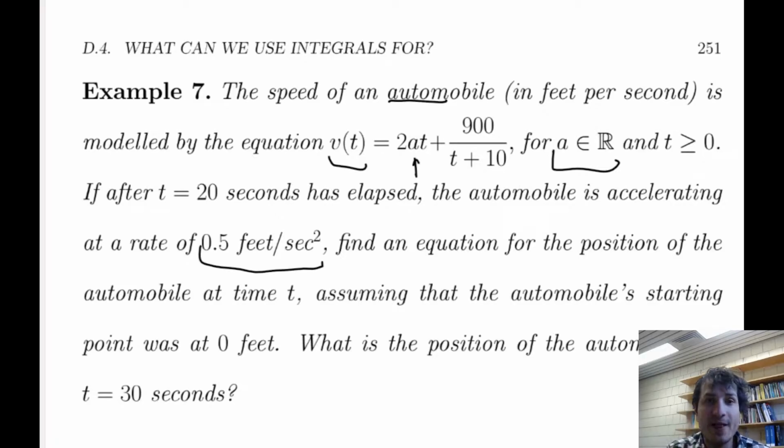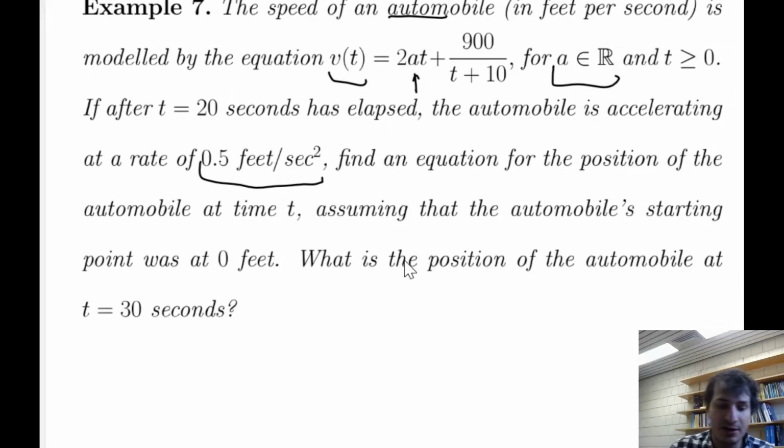That's what we're given. The question says, find an equation for the position of the automobile at time t, assuming that the automobile's starting position was 0 feet. What is the position of the automobile at t equals 30 seconds? So as usual, you got to set this up. You got to figure out what is your variable.